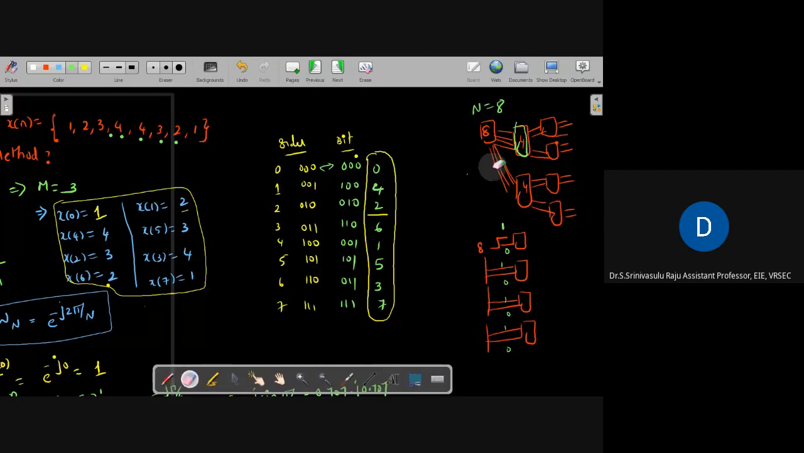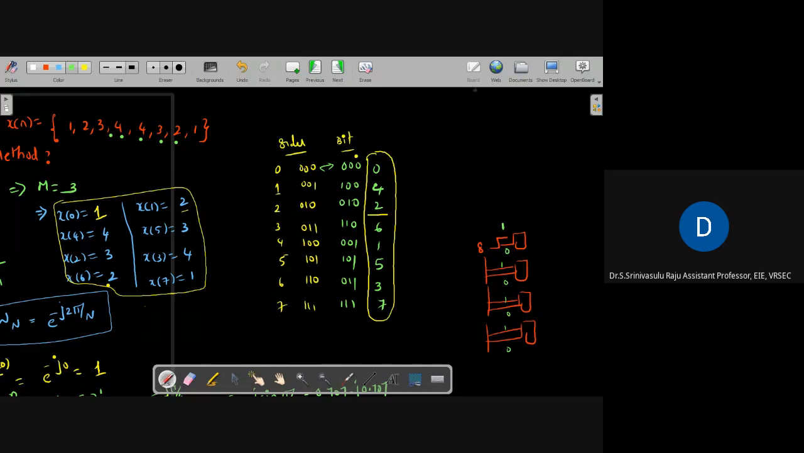Otherwise, I will do one thing. Once again, I am writing here. All of you listen to this one. If you know this concept, you know the problem solution. N equal to 8. This 8 is divided into 2 blocks of 4. Each block will have 4 points, which will come from the given sequence of 8.